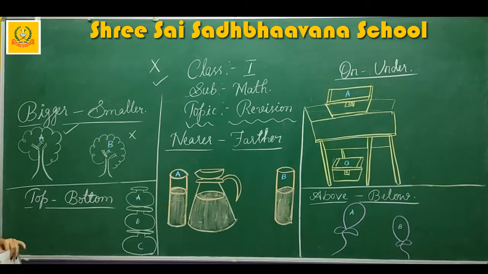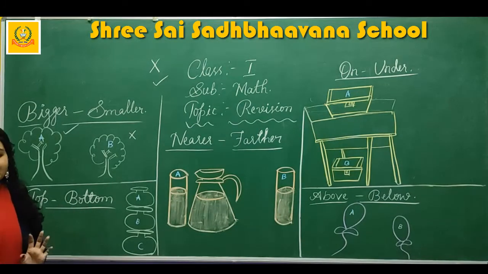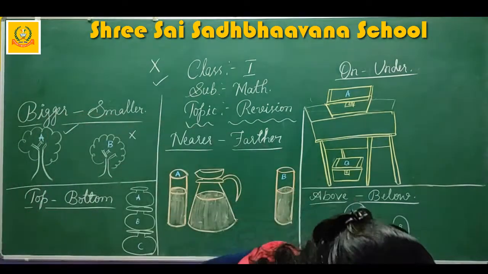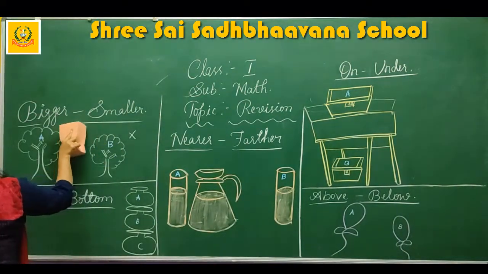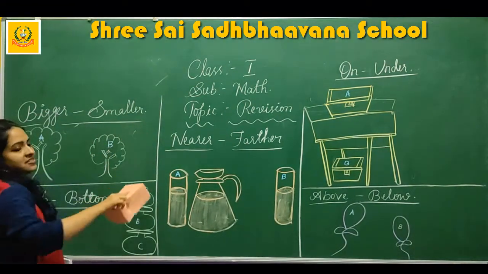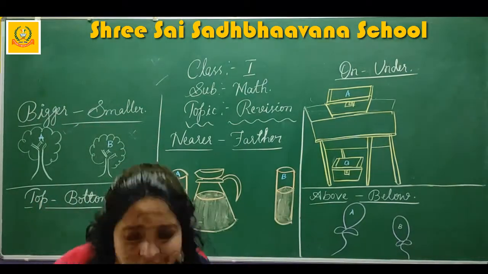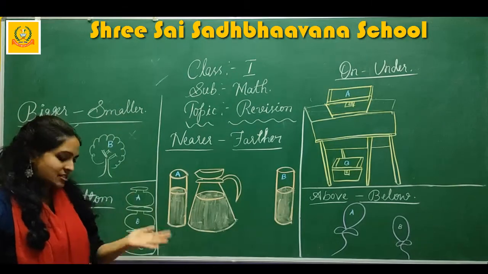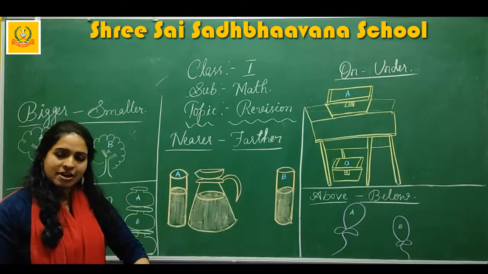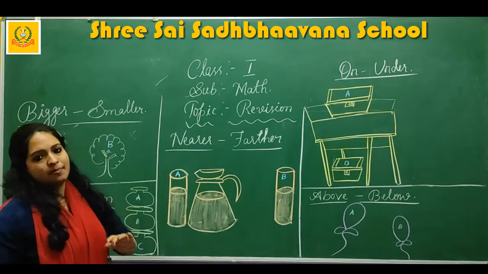Understood now? Yes. So shall we move on to the next topic? Top and bottom. What is that, top and bottom? Can you tell me, children? Top means which is in upper position. That is called top. Bottom means which is in lower position. Which is in lower position is called bottom.